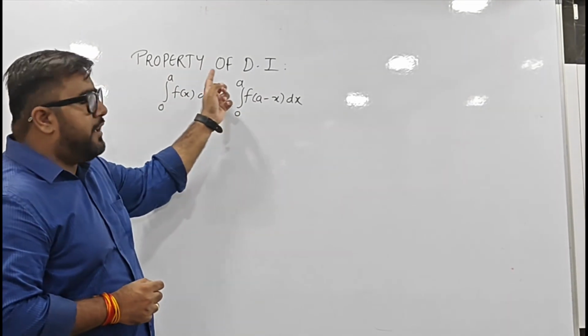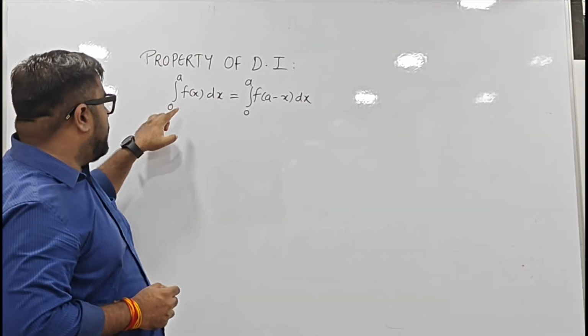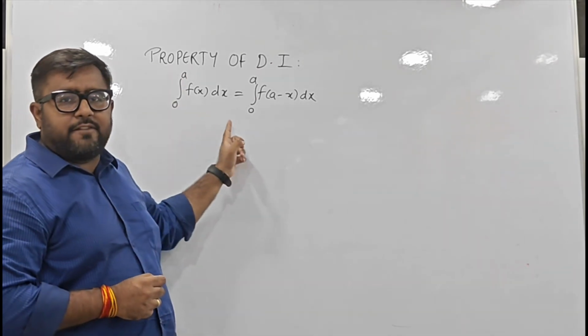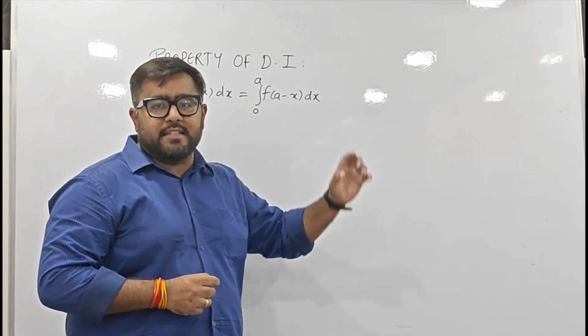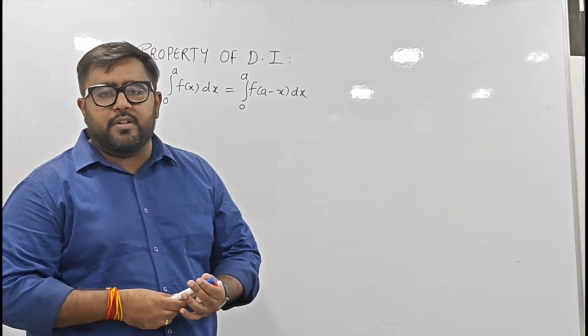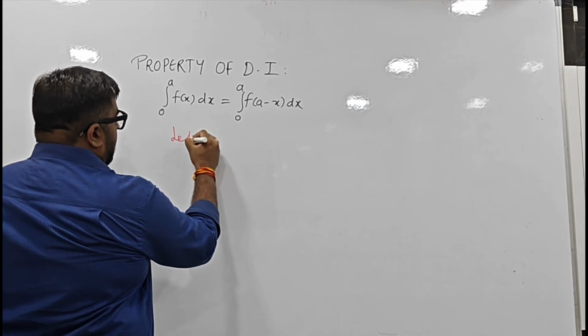It is a property of definite integration, and today we are going to deal with the property: integral 0 to a f(x) dx is equal to integral 0 to a f(a minus x) dx. So what does this property say? Let us first start with the proof.